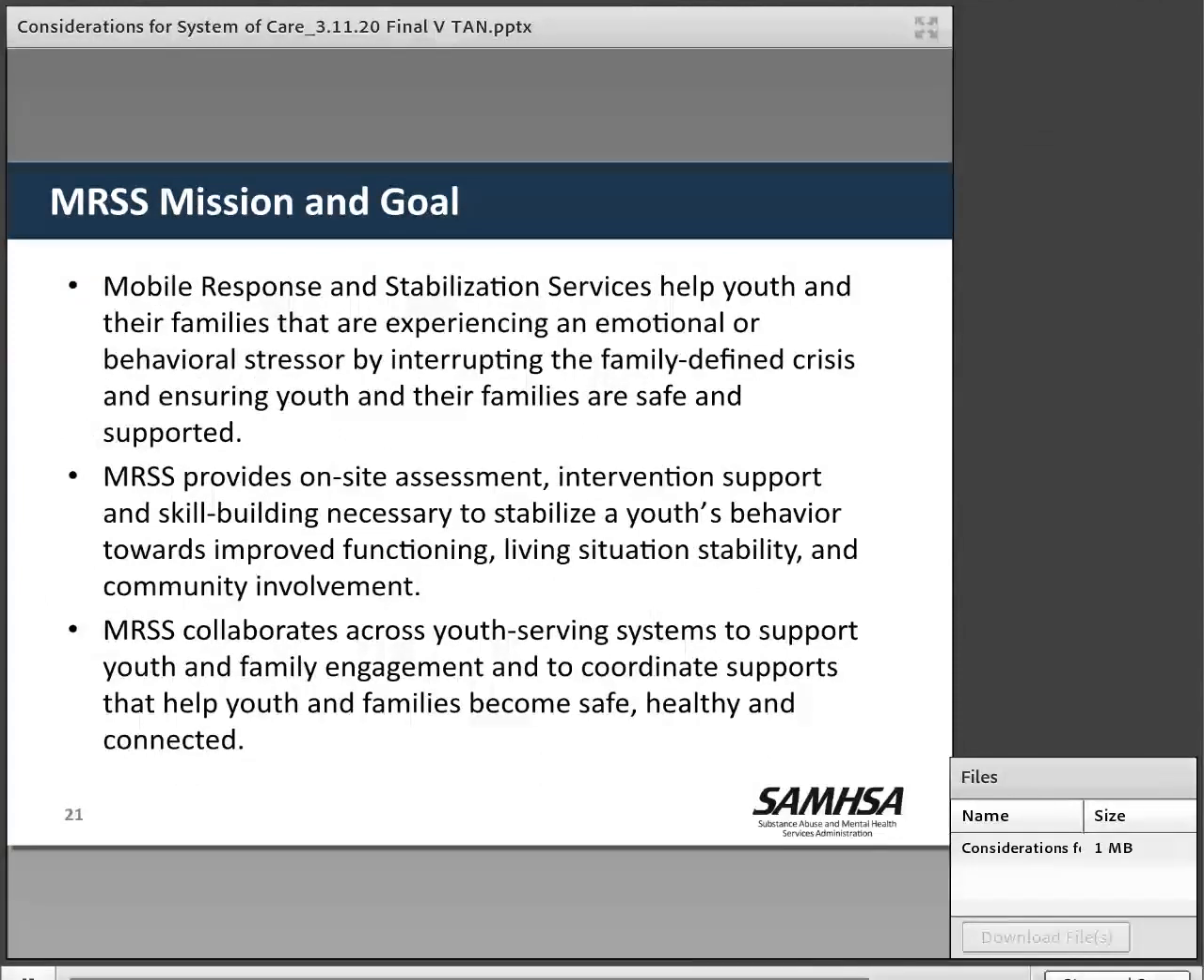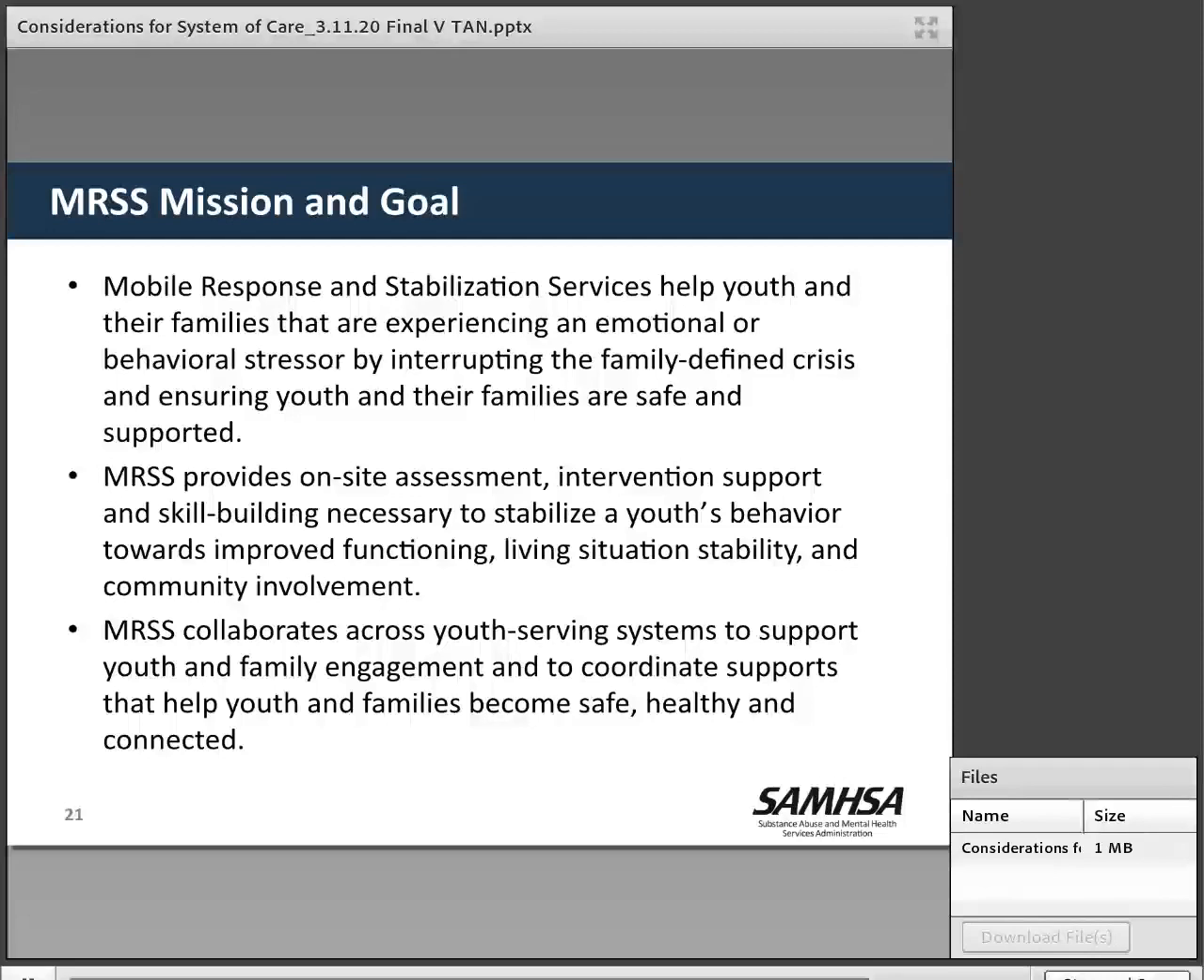So mobile response's mission and goal is really to help youth and their families who are experiencing emotional and behavioral stressors by interrupting the family-defined crisis and ensuring youth and families are safe and supported. Mobile response and stabilization provides on-site assessment, intervention, support, and skill building necessary to stabilize the youth's behavior towards improvement in functioning and living situation and stability. In other words, it's right where the family needs it.